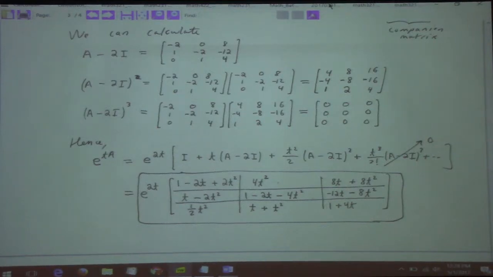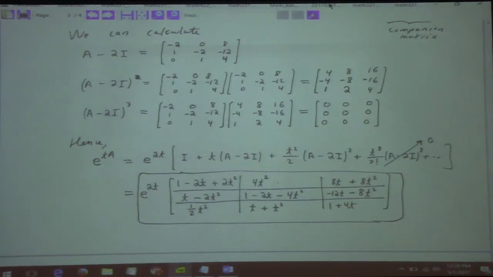Uh-oh. Battery. Huh. I guess I better talk fast. Make my screen dimmer. There we go.